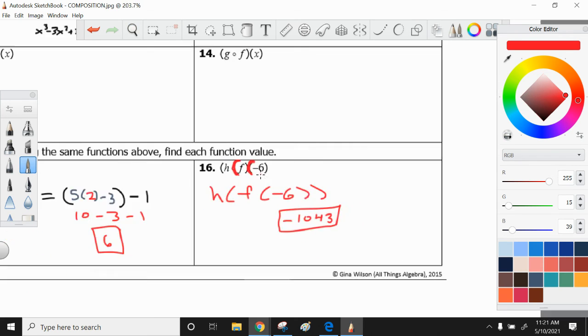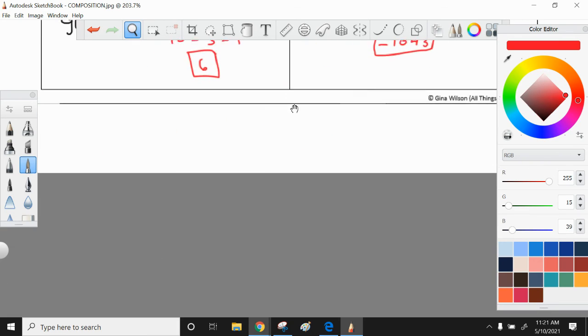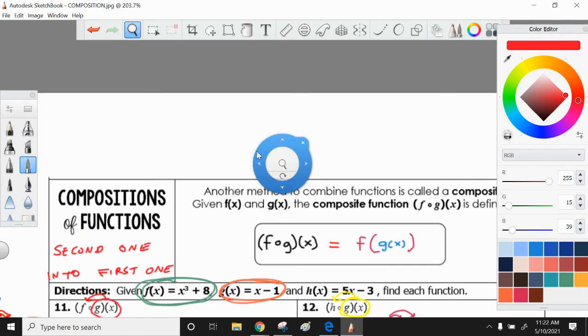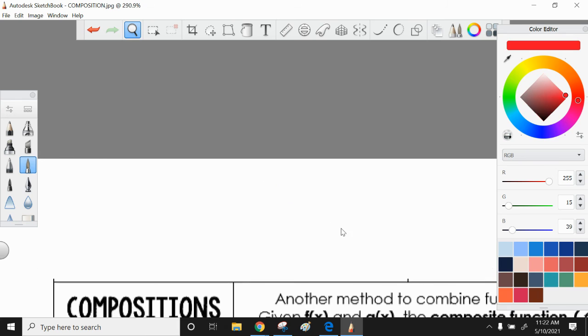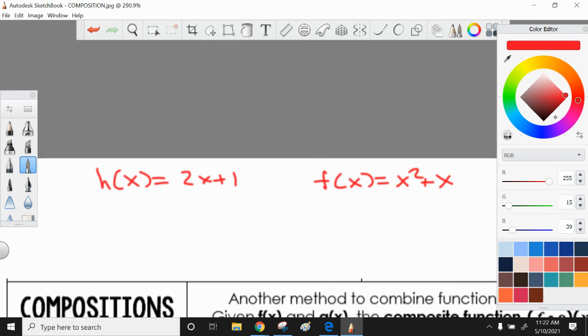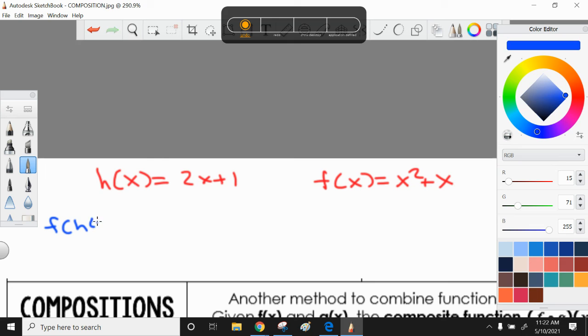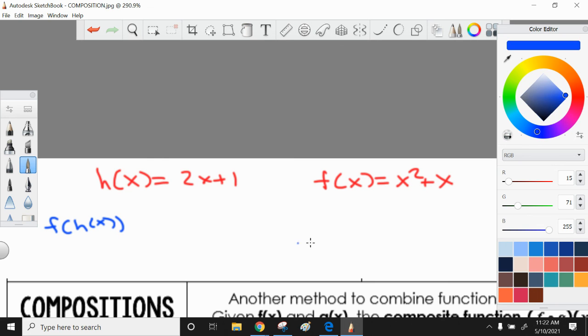That's composition of functions. There's one tiny thing I want to chat with you guys about before we move on, okay? Sometimes we'll see a question and it'll be h of x equals 2x plus 1. I'm just making this up. F of x equals x squared plus x. And what we'll be asked to do is to find f of h. Should probably have the x there. F of h of x, okay?